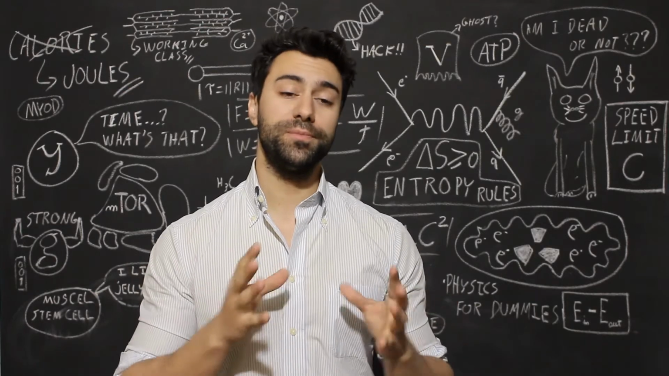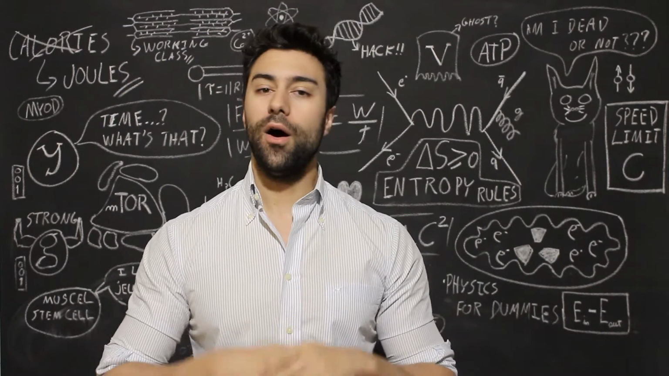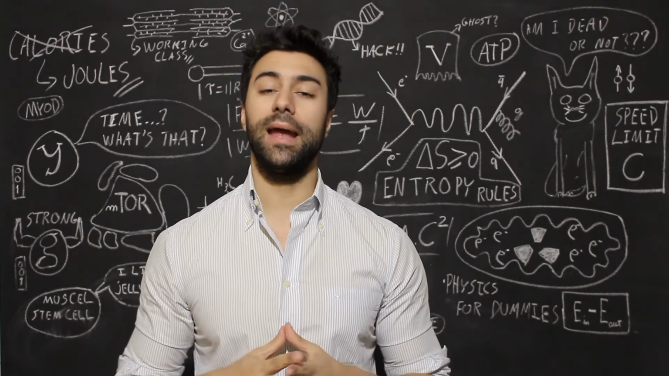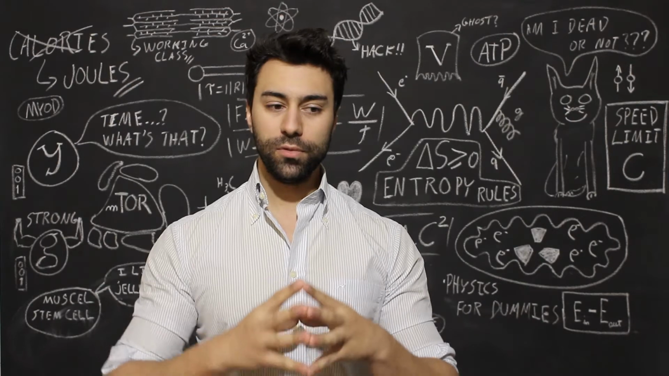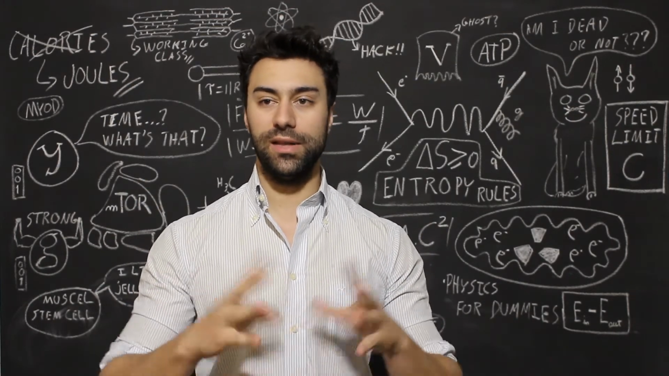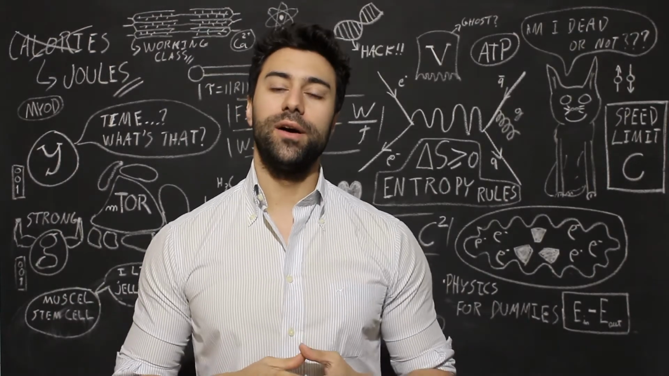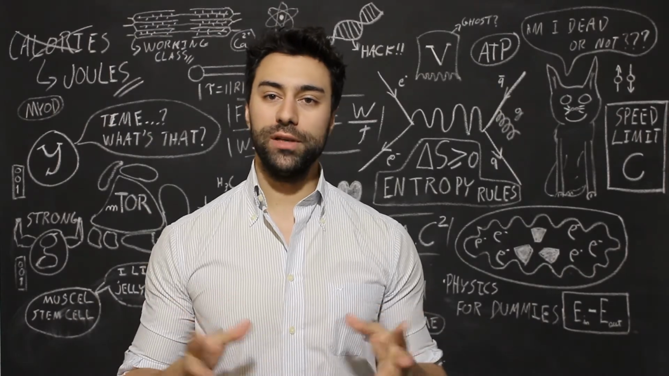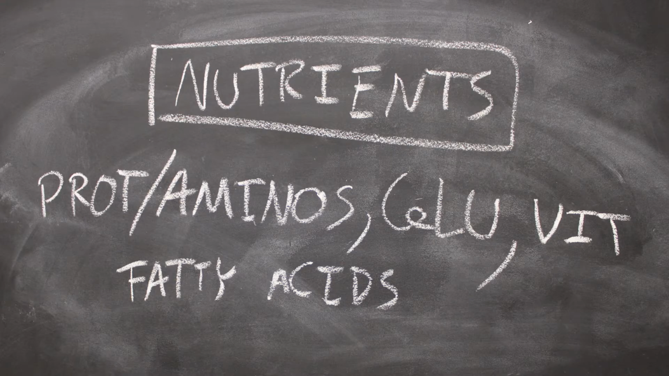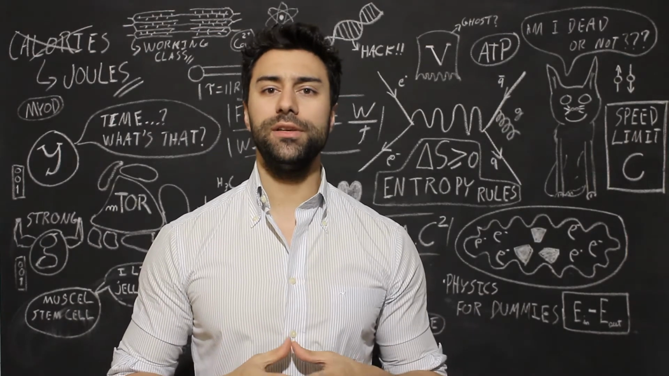With hormones, we have stuff like testosterone, cortisol, leptin, insulin, growth hormone. All of those hormones and many more can and will control and orchestrate how hypertrophy actually gets accomplished within the muscle fiber. Moving on, we have nutrients. Nutrients are stuff like protein, amino acids like leucine and glucose, and vitamins and fatty acids like omega-3s.